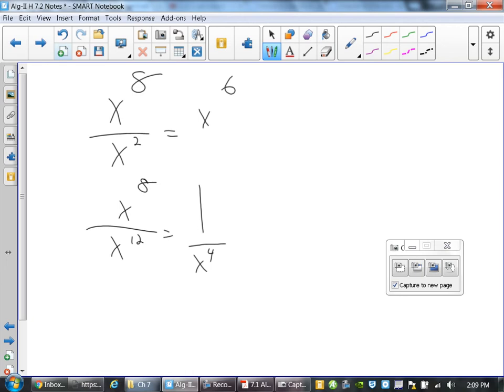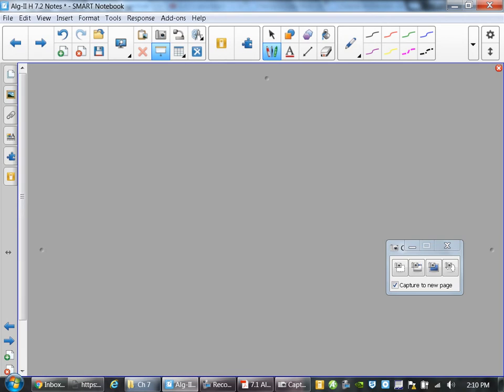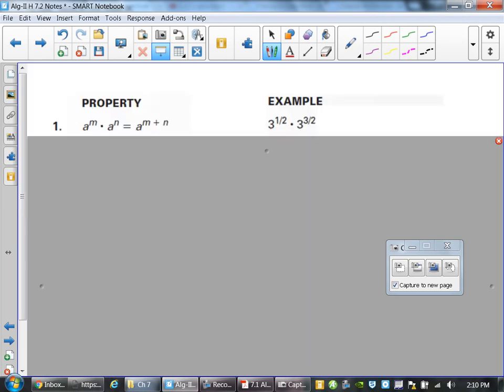My memory just got... So what happens here is we're going to use all of these same properties, but we're going to use them with fractional exponents, which means you just have to remember how to add fractions. So let's go through a couple of these, one at a time. We have the property where you have the same base and you're multiplying.